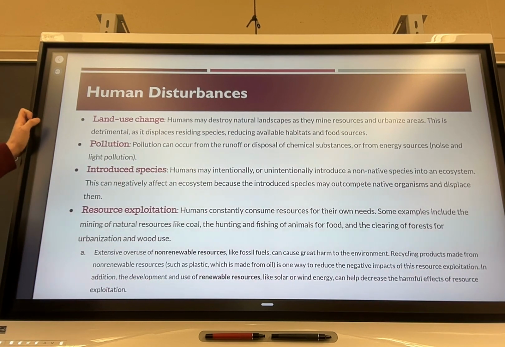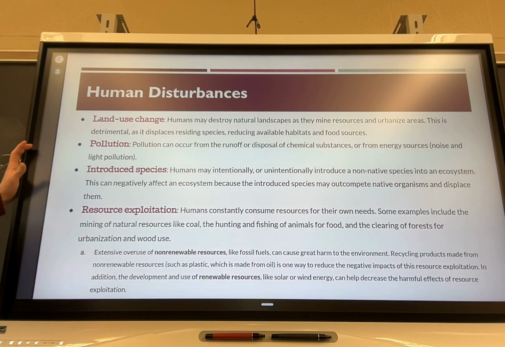For example, land use, using land to develop farms, to develop malls, to develop cities, as well as used for mining and resource gathering, is going to negatively impact all of the species that live there. It's going to displace a lot of species, and those that can't move to another area to survive are going to end up dying as a result.